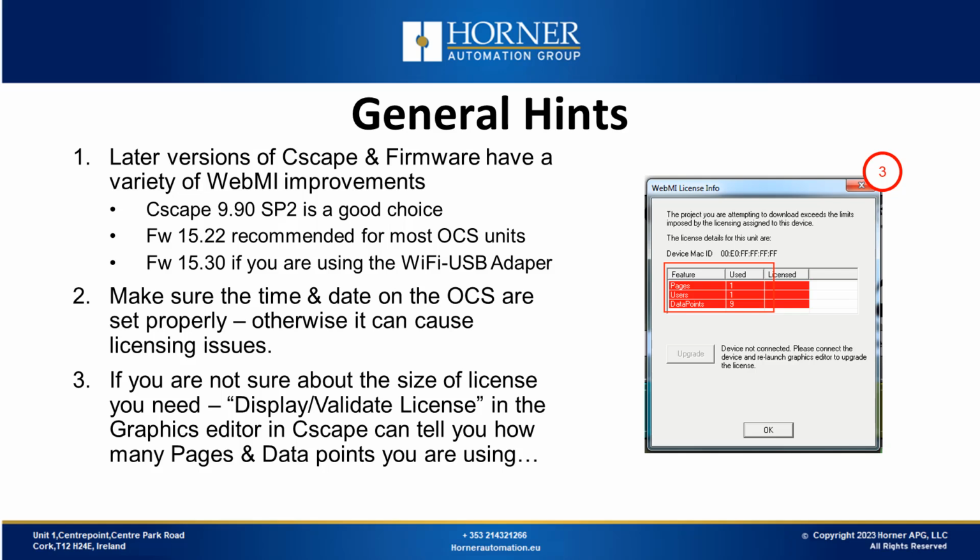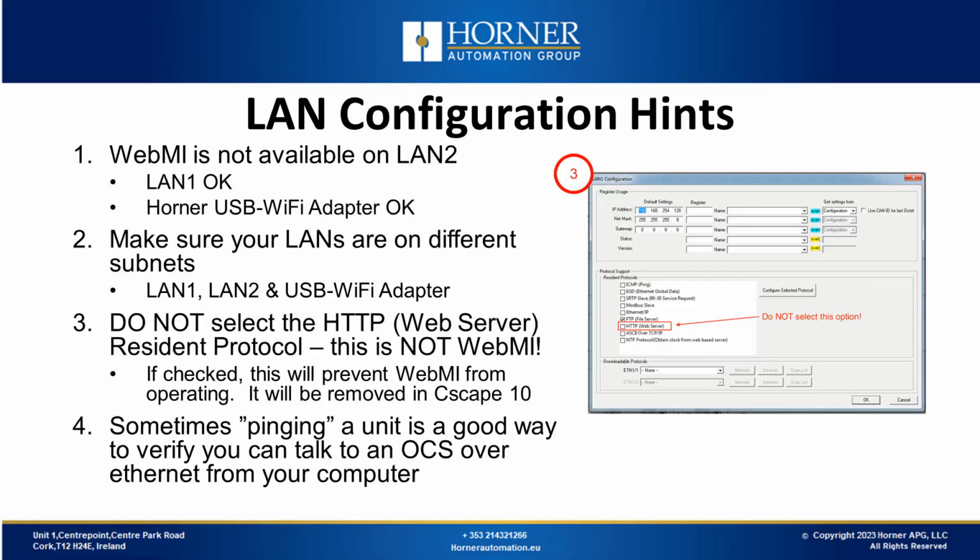After you've licensed your OCS, you can go to the System menu and look under License Details and see if your license is active. You can also display /valid license in the graphics editor while you're connected online to an OCS to see how many data points and how many pages used at runtime. After you've licensed through OCS, you can go to the System menu and take a look at the license details and see if your licensing is still active.